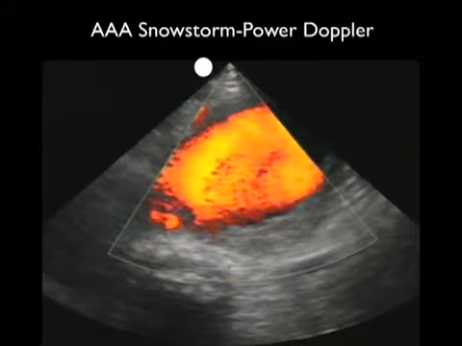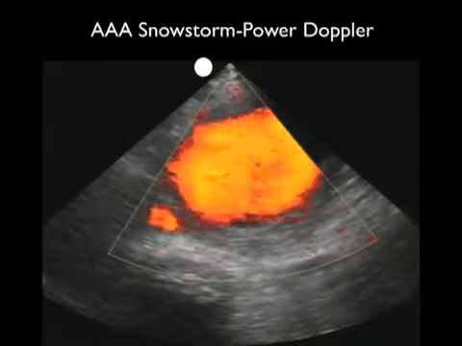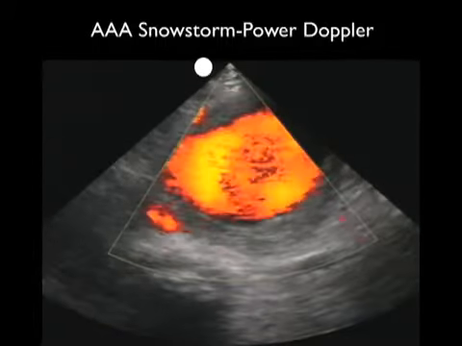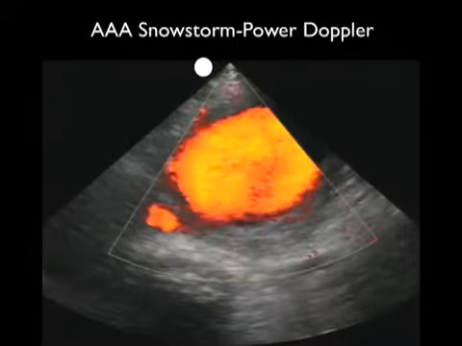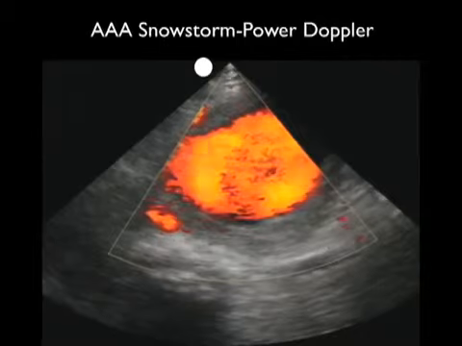Here we're putting color power Doppler down to again show that this is a vascular structure, and what's interesting is again we can see the chaotic flow of blood round and round within this AAA that contributes to the substantial burden of clot formation that occurs on a AAA.